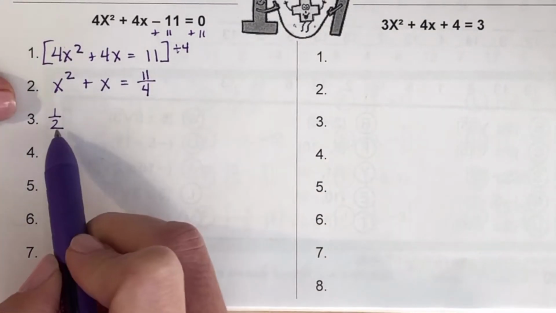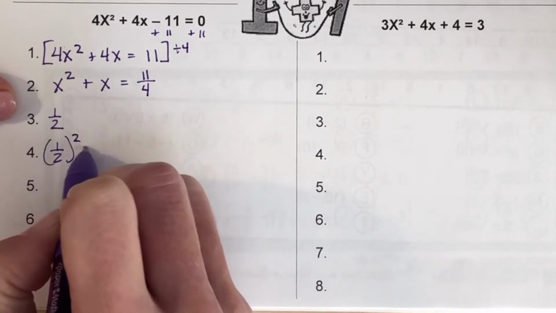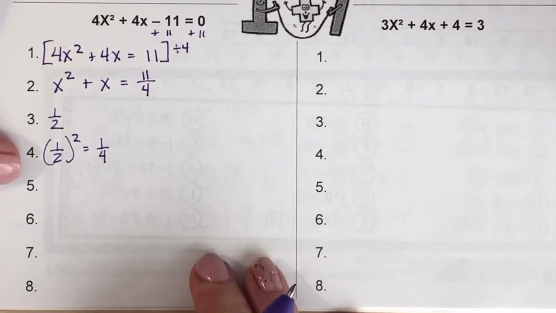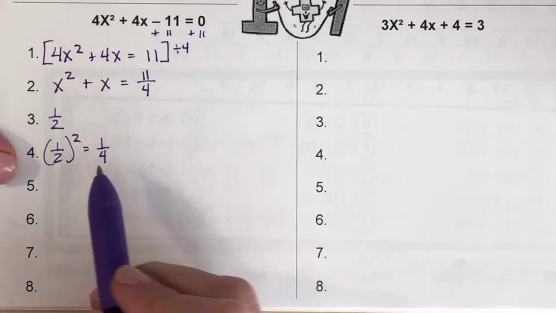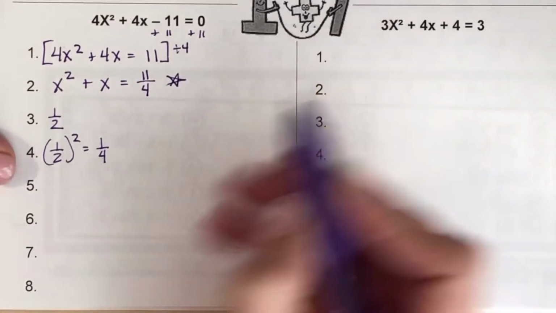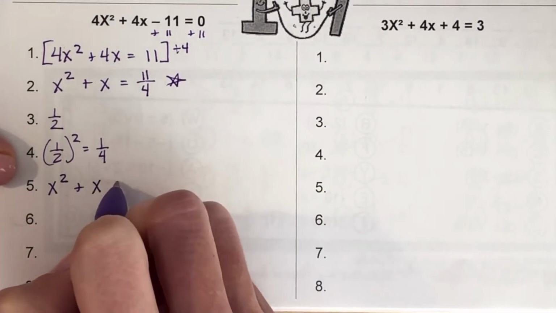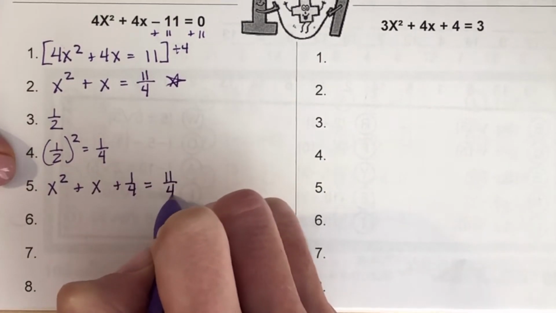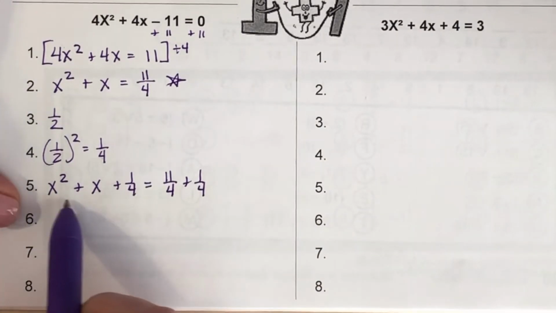Now we're going to square that. So 1/2 squared is 1/2 times 1/2, which is 1/4. We're getting fractions. Have no fear, just plod on. Step number 5, we're going to add 1/4 to both sides of this equation. So I have x squared plus 1x plus 1/4 equals 11/4 plus 1/4.